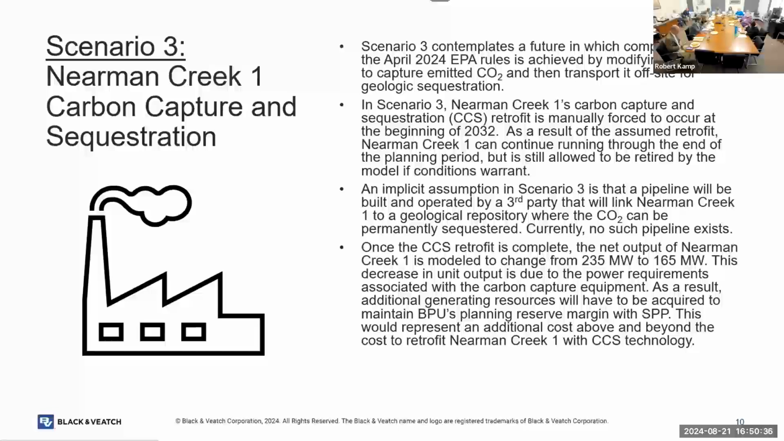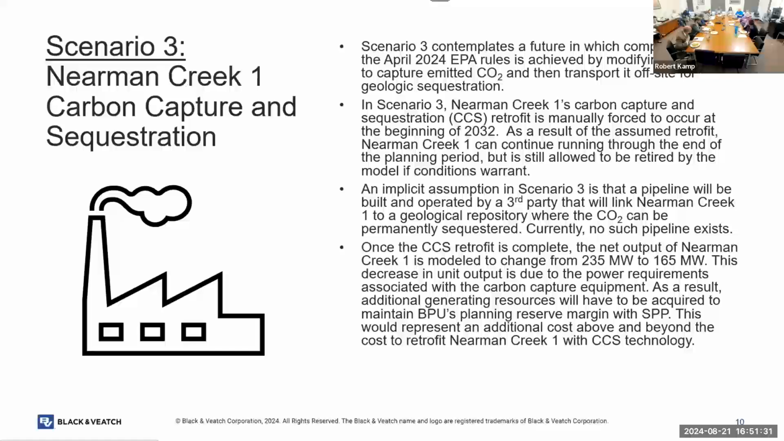Okay, so scenario three, just what Ingrid was talking about, which is the third most stringent option for reducing carbon emissions from Nearman Creek One. This looks at the potential impacts of a decision like that to modify the plant, to capture the carbon that's being emitted, and then transport it offsite for permanent geologic storage sequestration. So in this scenario, the carbon capture and sequestration retrofit is manually forced to occur. It's not a decision given to the model. We force it to occur by 2032 because that's what we want to evaluate.